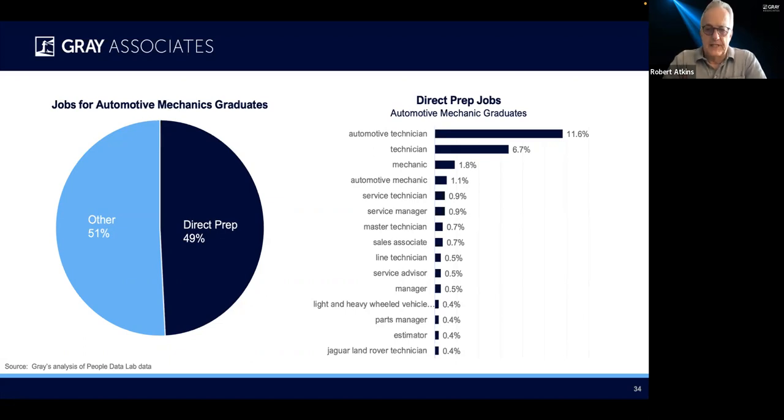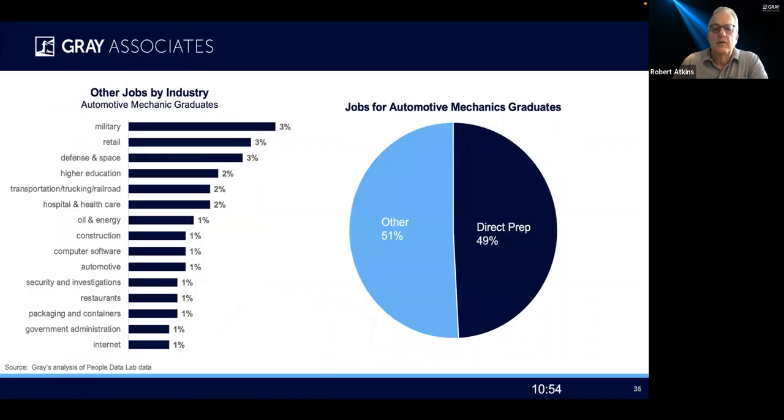And when we say auto tech, we don't just mean people with wrenches. That includes service managers, sales associates, other things where that auto tech experience is relevant and may have helped them get the job. So over the span of a career, a minority of them can actually end up being in auto tech at any one time. What else do they do? The answer is really all over the place. Military, retail, defense and space, higher education, and so forth.